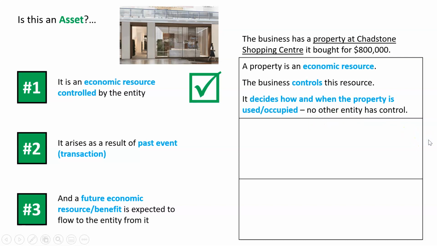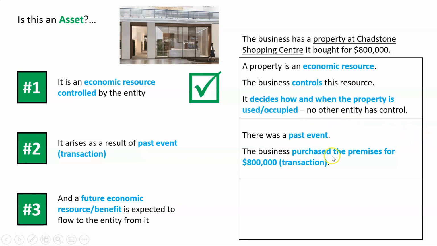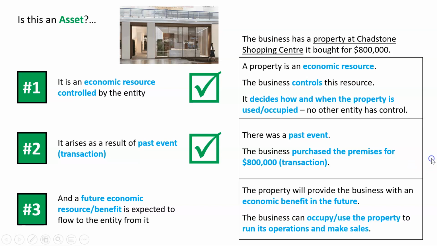Two, was there a past event? Yep, we bought it. What was it? We didn't say, but say 5 years ago for $800,000. That's a transaction, so a past event. And lastly, will it provide an economic benefit? It definitely will. We can occupy the property or use it to run our business and make sales. That is an economic benefit.